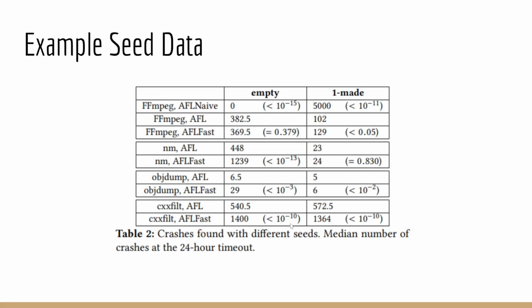Here's some examples, not to go too in depth, but just to illustrate. I will explain everything about this table, but let's just look at AFL naive here. On an empty seed set, it found 0 crashes. And with one seed that they made, which they explain how they made it in the paper, it found 5,000 crashes. So that is a really big difference and statistically significant, as you can see here with this number in the parentheses. So that seed has a large effect on evaluating a fuzzer's performance.